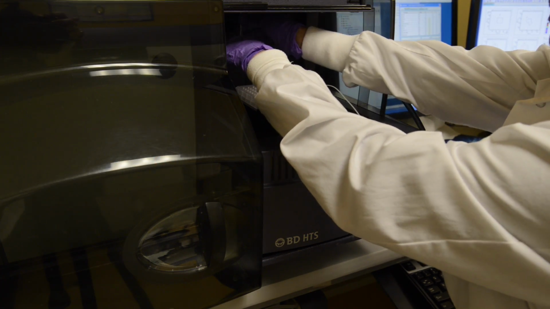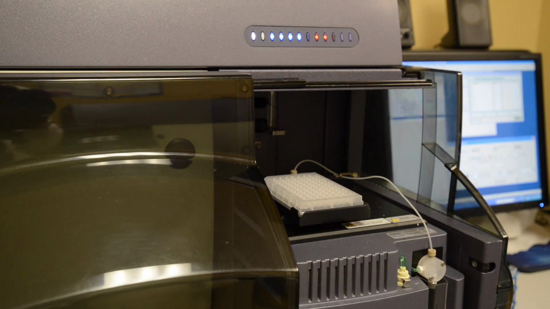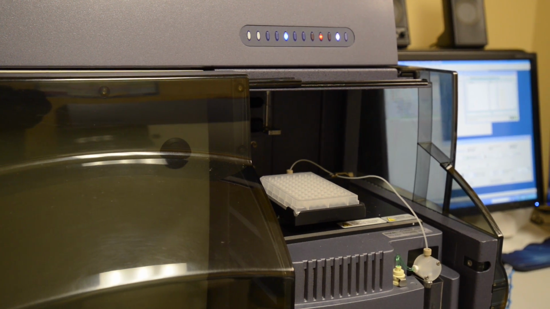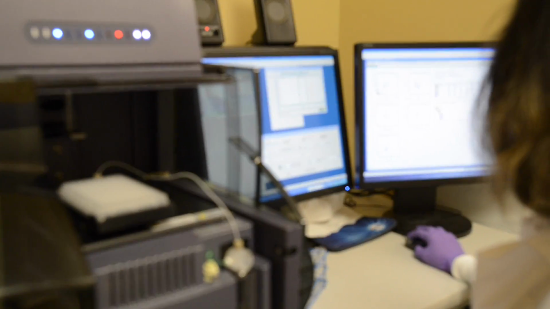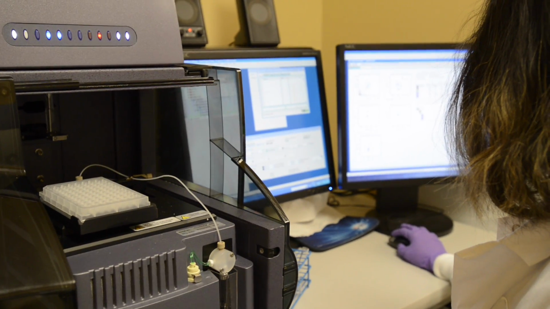Here we load the sample tube on the SIT, or the sample probe, for acquisition by the FACSCanto II in 5 ml glass FACS tubes. The flashing lights indicate that the instrument is acquiring the sample and analyzing it using the FACSDiva software.